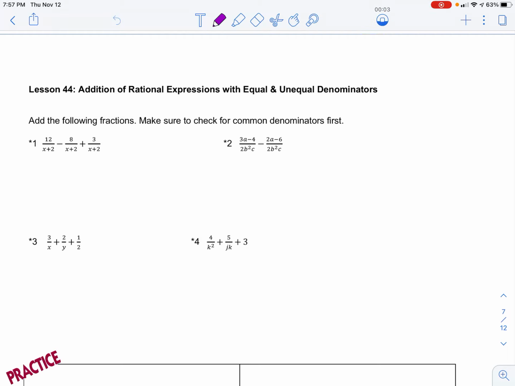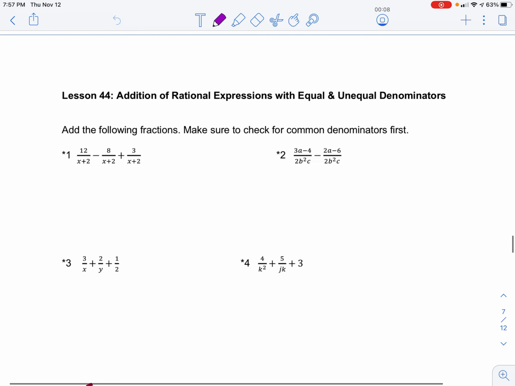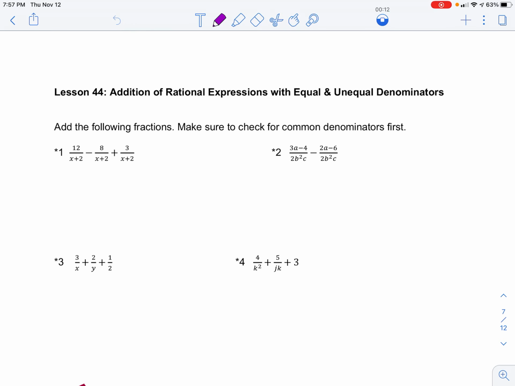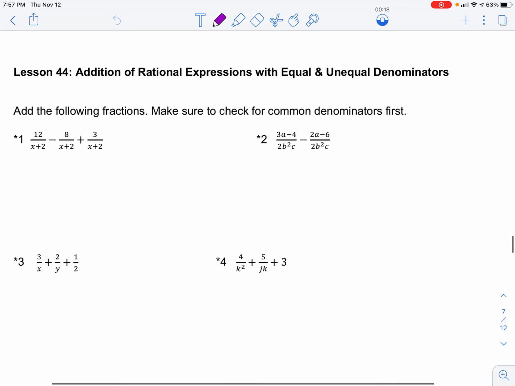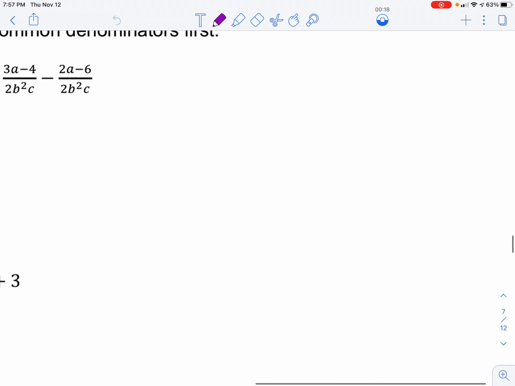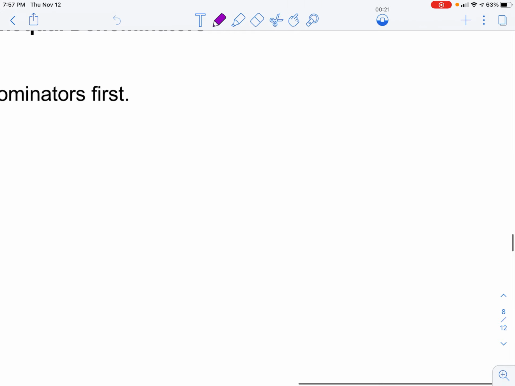Okay, guys, I'm back with lesson 44 for you, so please go ahead and pull your packets out and let's get started on that. Lesson 44 is talking about addition of rational expressions with equal and unequal denominators. So the first thing, you don't need to take these notes here, but off to the side, I'm going to just write a couple quick notes for you to think about.